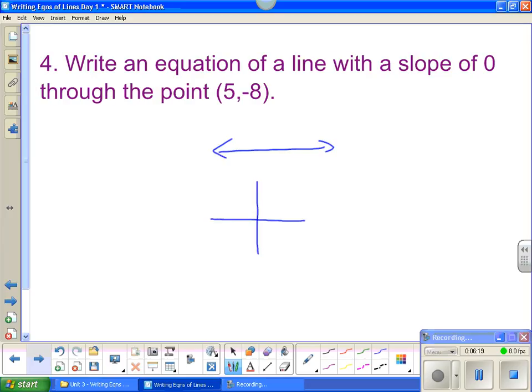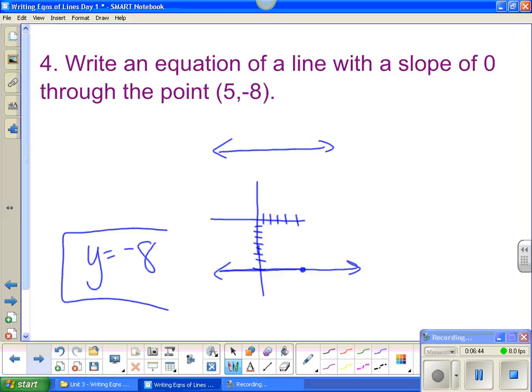Okay, so let's think about this. 5, -8, horizontal. So what would the equation of this line be? Is this y equals or is this x equals? Is this the weird one or is this the super freak? And this is just the weird one. So it's going to be y equals, okay, where is it going through the y-axis? -8. There's your line. That's it.